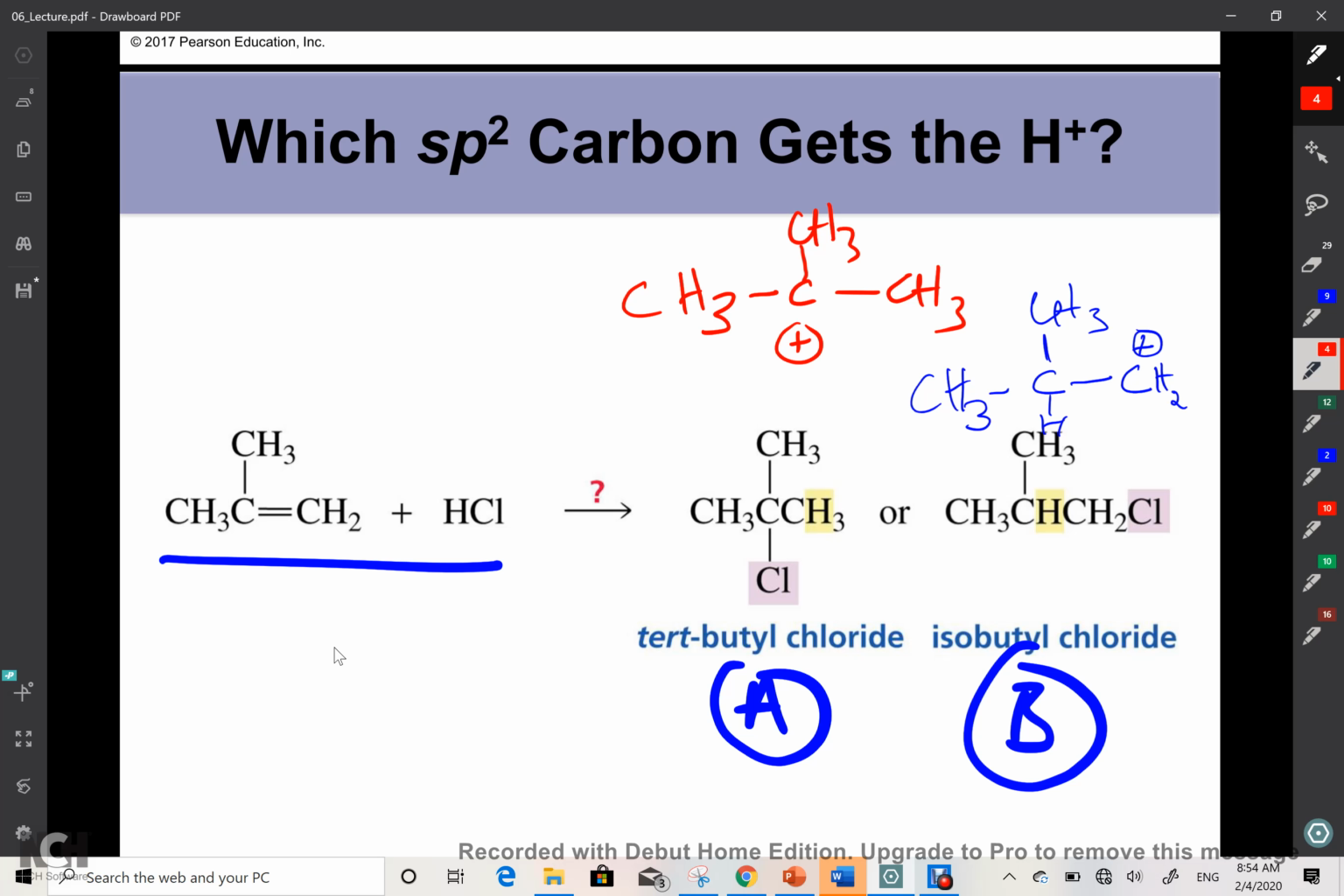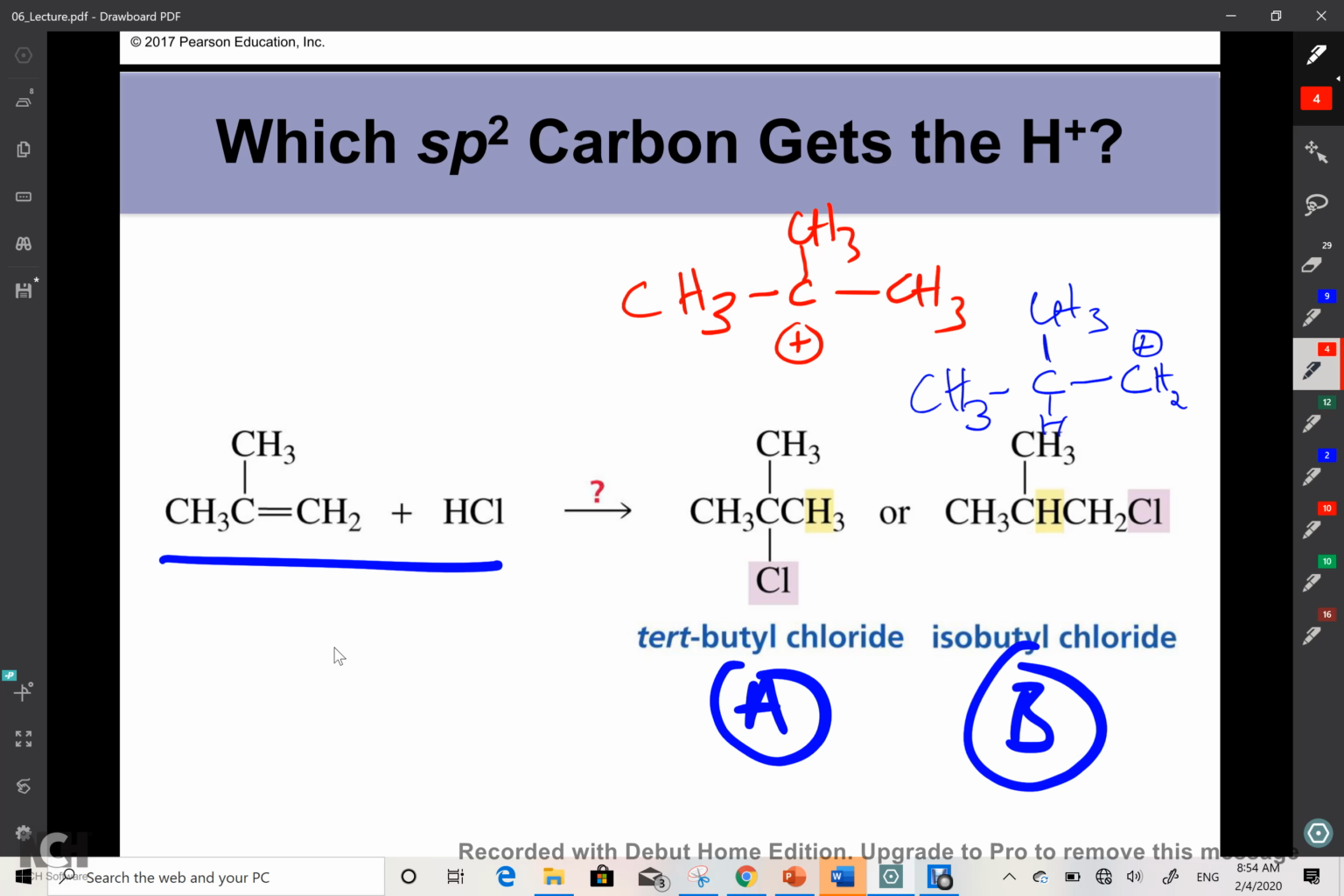So these are the two intermediates I want you guys to have: the red and the blue intermediate. Okay. Now, question: when you look at those intermediates, what can you tell me? The red one is more stable, right? Intermediate red is more stable. Why? It's a tertiary carbocation. Intermediate A is a tertiary carbocation, whereas intermediate B is a primary carbocation.